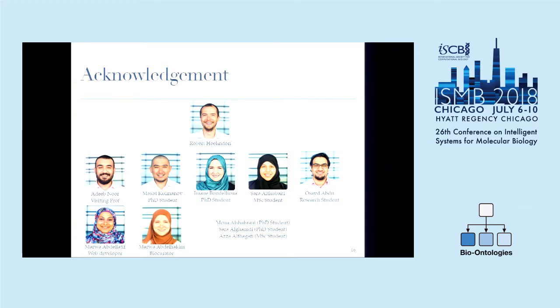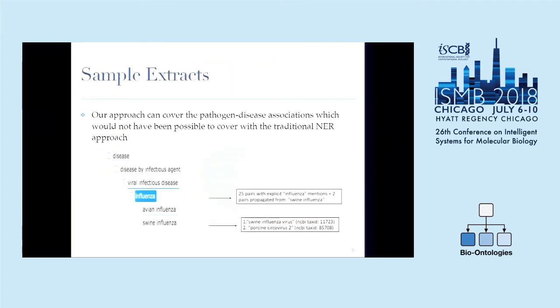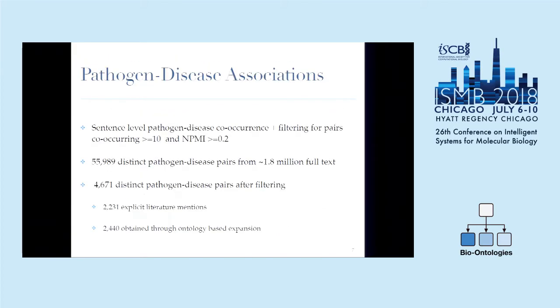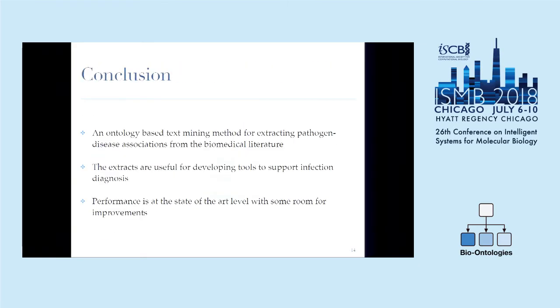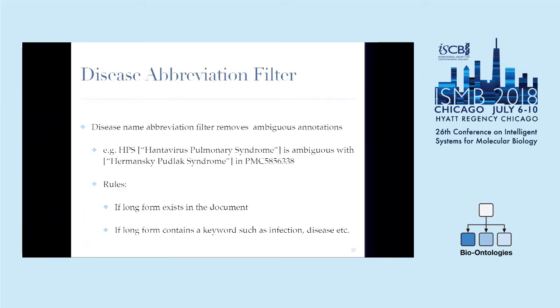Actually, previously, I developed an abbreviation filter for disease names. So here, I have an additional slide on that. Maybe I can show you quickly. Yes. So here, we see that disease names can be ambiguous. Like here, you can see an example, HPS: hantavirus pulmonary syndrome, and Hermansky-Pudlak syndrome.